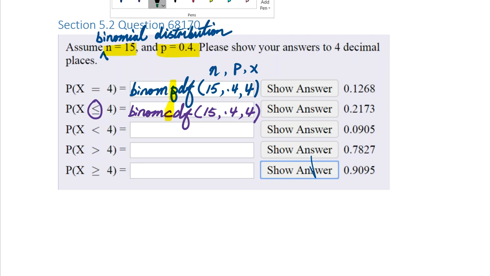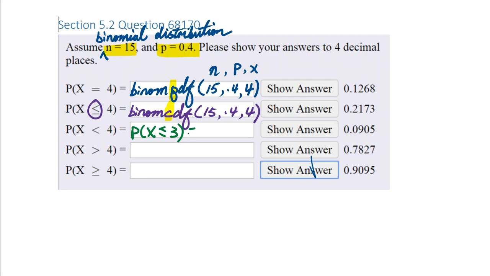Now, what if we have strictly less than 4? Notice we do not have the equality within our inequality. In this case, remember, when we have binomial distribution, x is discrete, so it only takes on integers. This probability is equivalent to x less than or equal to 3. There is no possibility of having any decimals between 3 and 4.